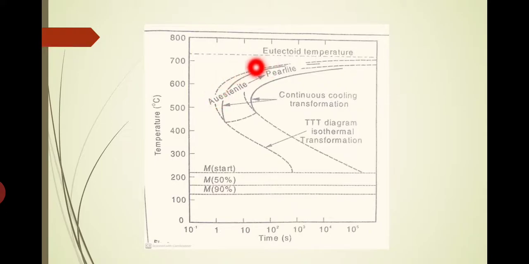So this line shows the starting point of the transformation, and this dotted line, the inner line of the TTT diagram, is the ending point of the transformation. Isothermal lines are always drawn horizontally, and for 600 degrees Celsius, this point will be the starting point of the austenite transformation, and this point will be the ending point. But if the cooling is continuous, that means cooling is done at varying temperature, then this curve will be slightly shifted towards right. Then the time required for the start of the transformation from austenite to the final state will be delayed. That is what is discussed here.